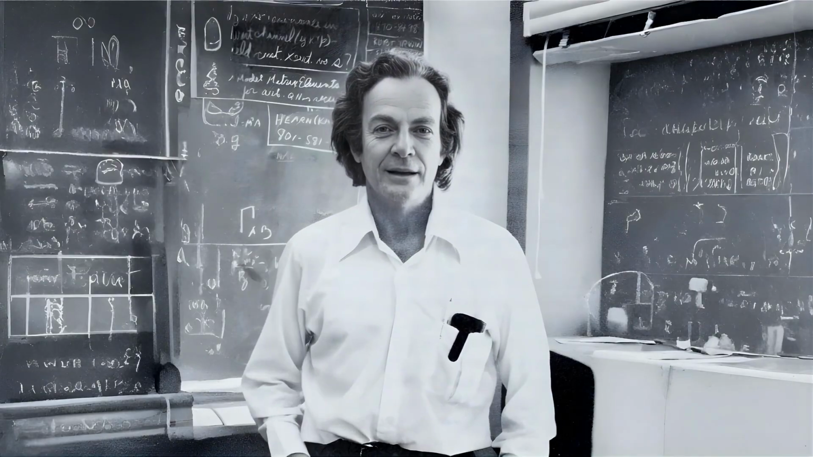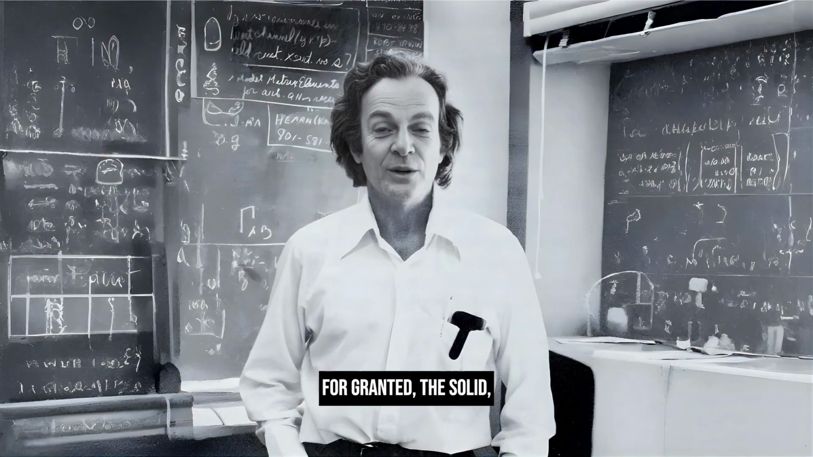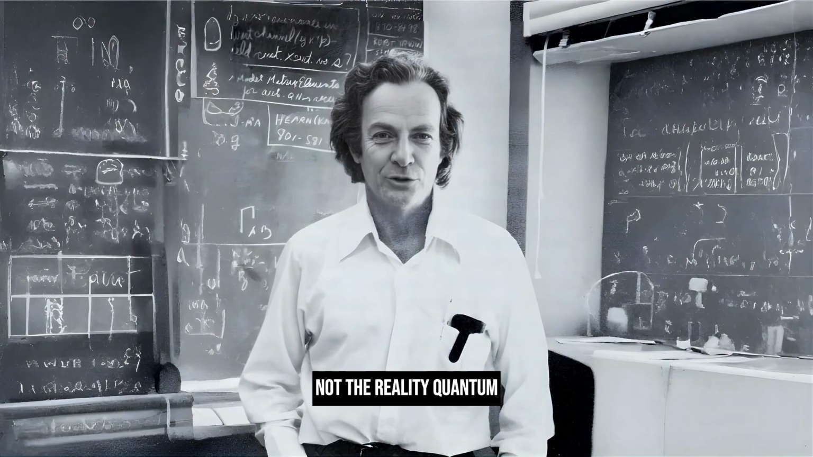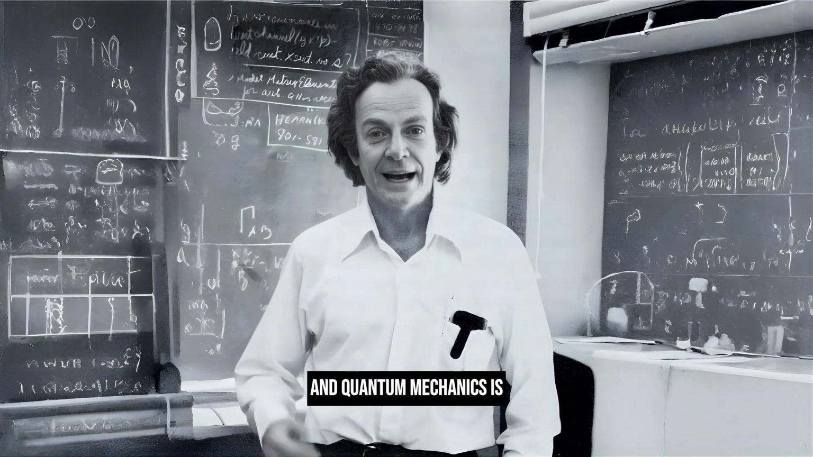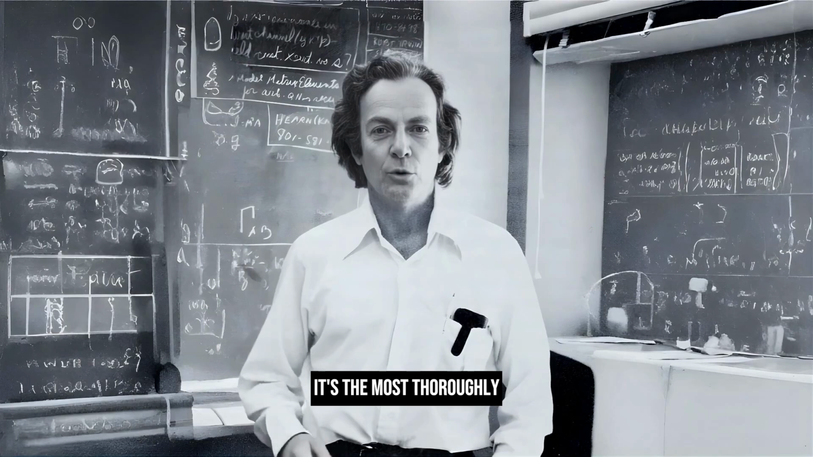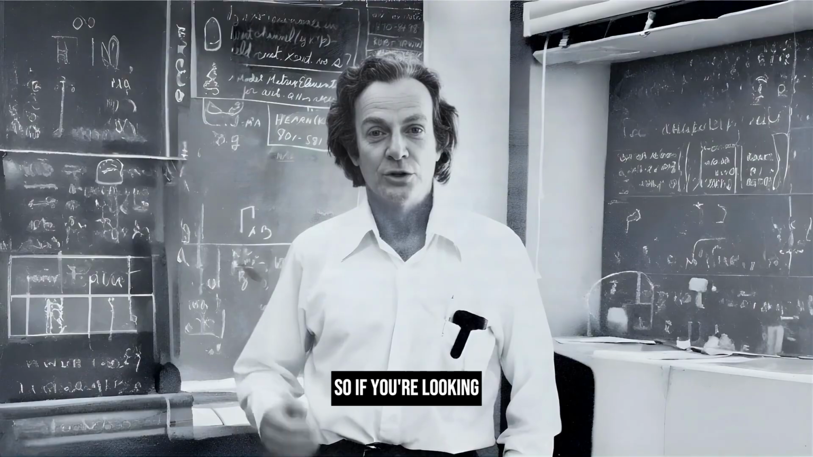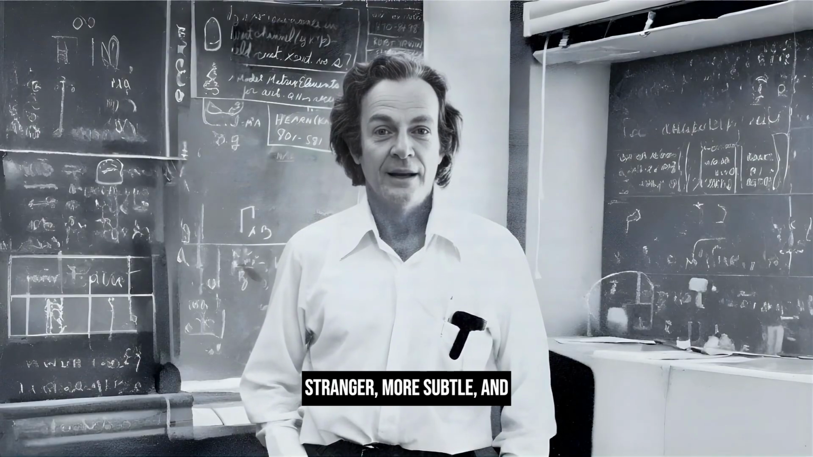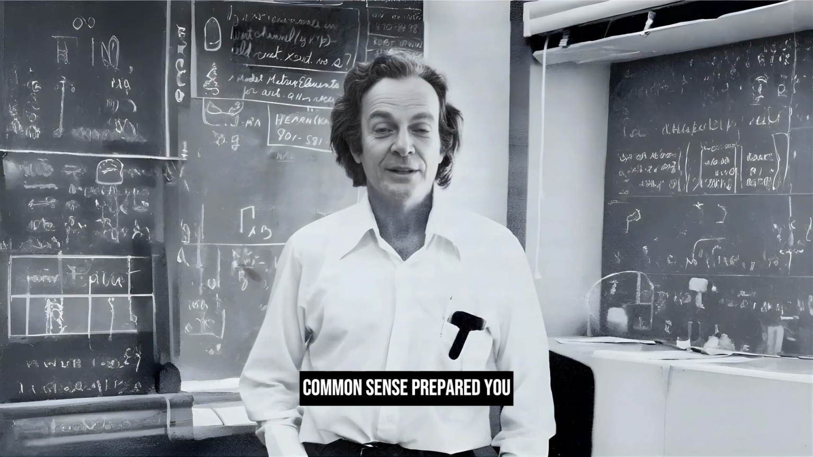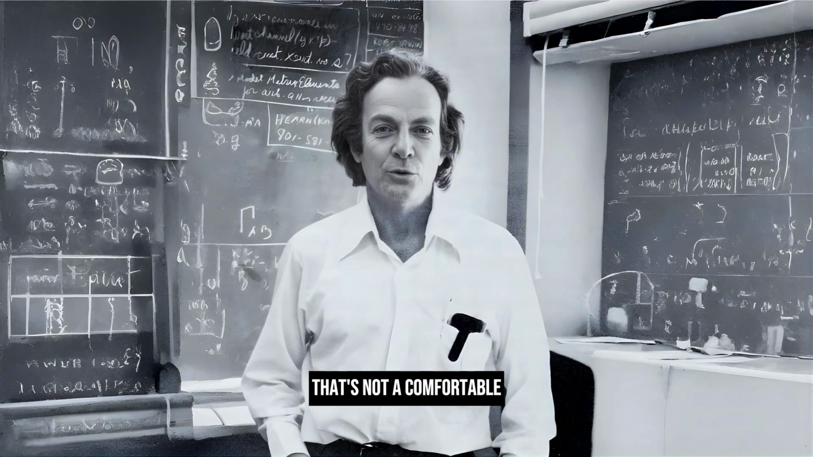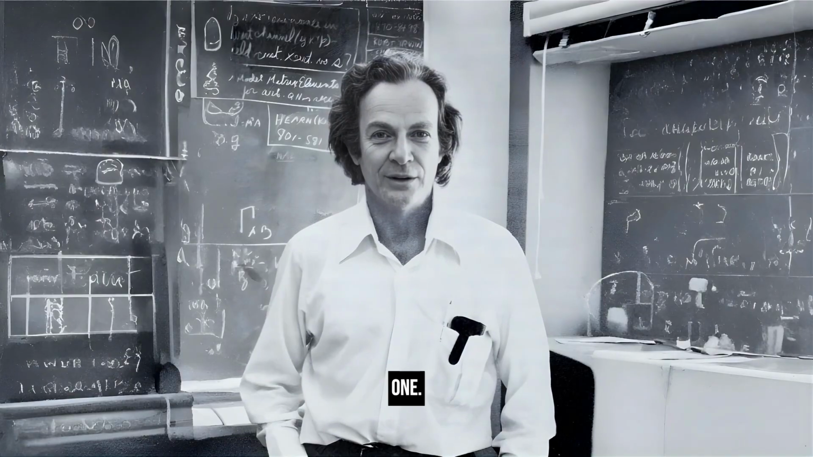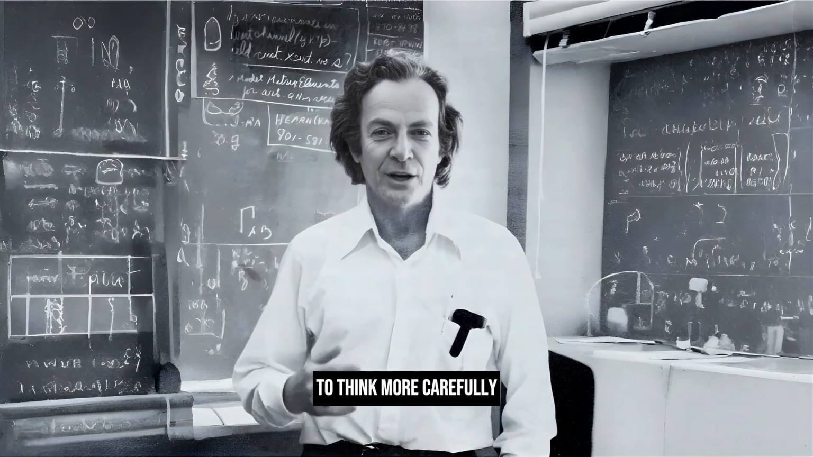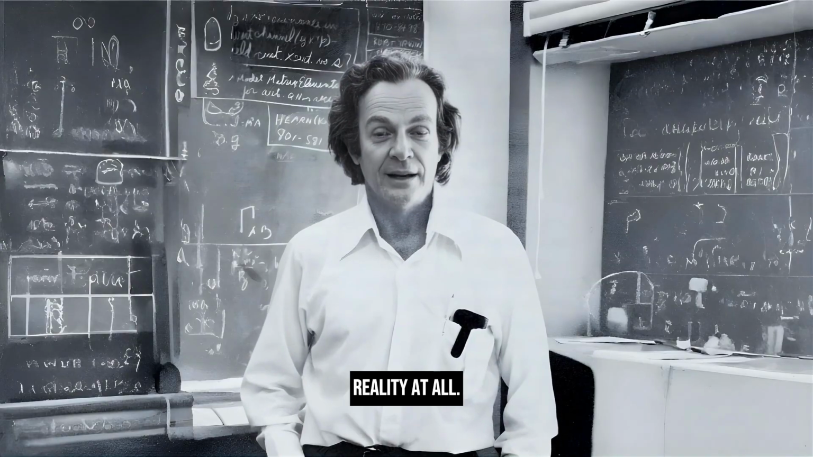What's certain is this: the reality you take for granted, the solid, definite, independent world of objects and properties, is not the reality quantum mechanics describes. And quantum mechanics is not speculation. It's the most thoroughly tested and precisely confirmed theory in the history of science. So if you're looking for what's real, you have to confront the fact that real is stranger, more subtle, and more contextual than anything common sense prepared you for. That's not a comfortable conclusion, but it's an honest one. And it's an invitation to think more carefully about what we mean when we talk about reality at all.